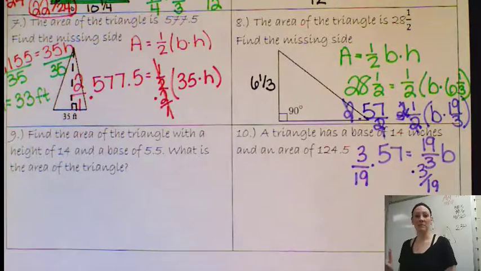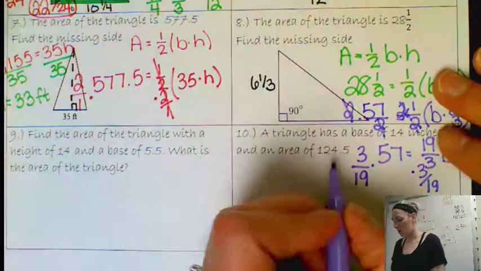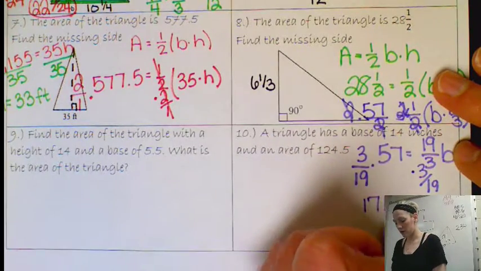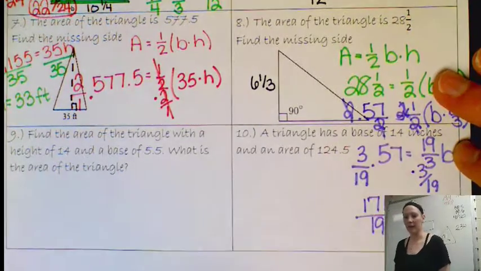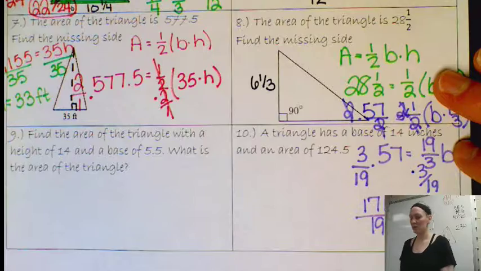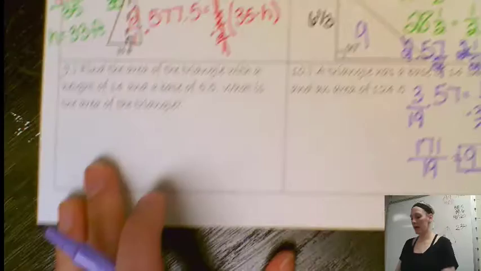When I do that, top times the top, bottom times the bottom, and we end up with 171 over 19, and that simplifies to 9. So what's my base? 9. All right, number 9.